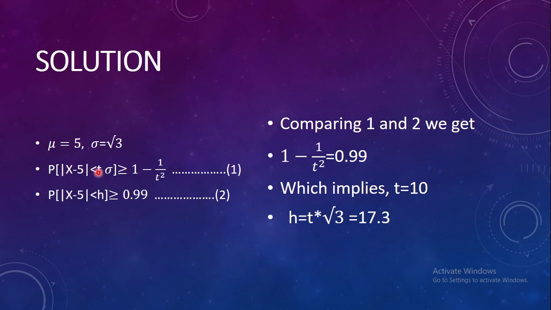So in order to find h, you already have sigma with you, that is root 3. What about t? To find out t, you can seek the help of this equation, that is 1 minus 1 by t square is equal to 0.99, which gives the value t is equal to 10, and then you substitute h is equal to t into root 3, you will get the answer.